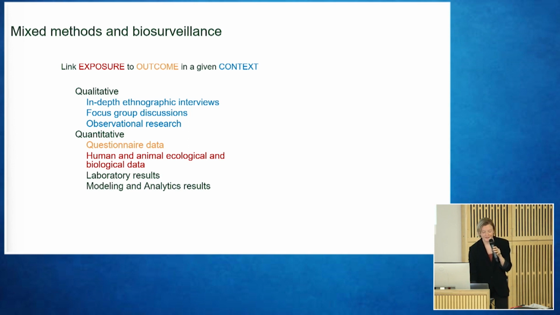So, like I said, I think some of the strengths of these methods really shine when you're able to pair them with other data sources. So we have these qualitative methods that give us context. Then we have the quantitative methods, some of which are being collected by people interested in human behavioral risk, but also some being collected by other researchers. So we have our questionnaire data that can be paired with all of these qualitative methods, but also the human and animal ecological and biological data, of course, laboratory results, and modeling and analytics.